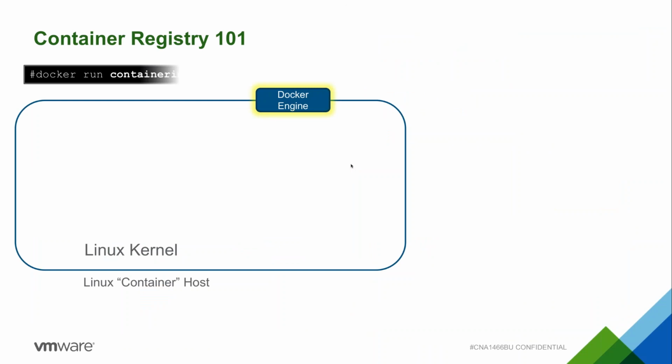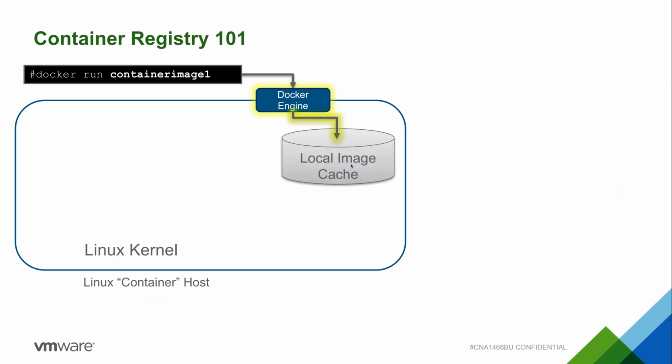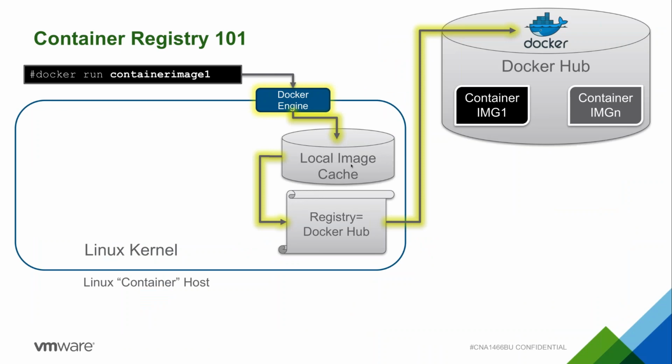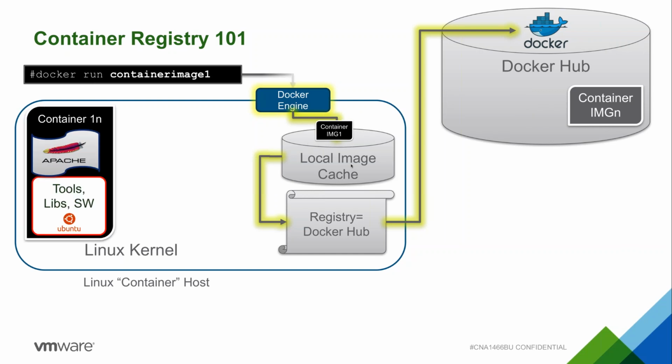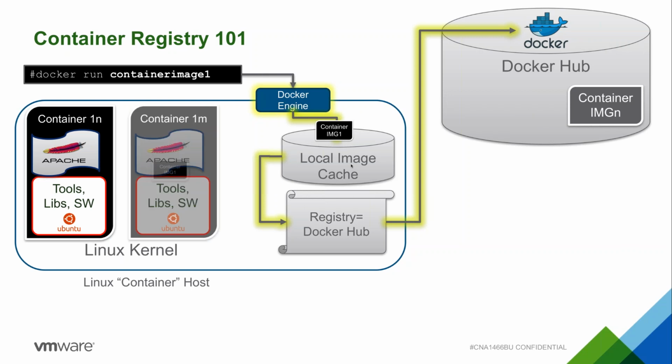So what happens is when you do the Docker run container image, it will look for an image cache. Does that actually exist locally? And if not, it will go and query, for example, Docker Hub, if you specify that as a registry. So it will look for the container image there, grab the image and execute it for you. And it will run on the system, and you can instantiate that multiple times, of course.